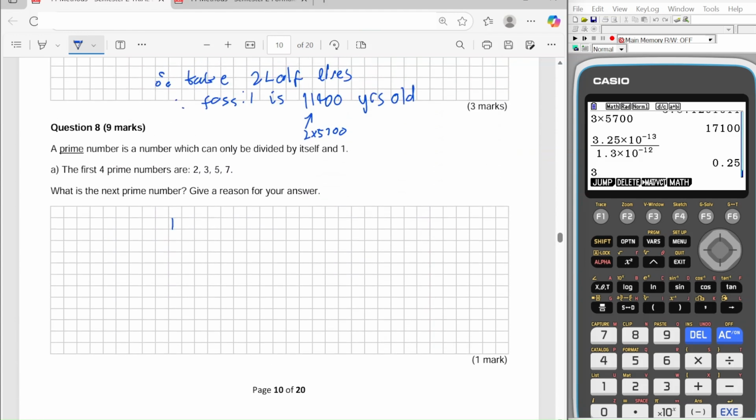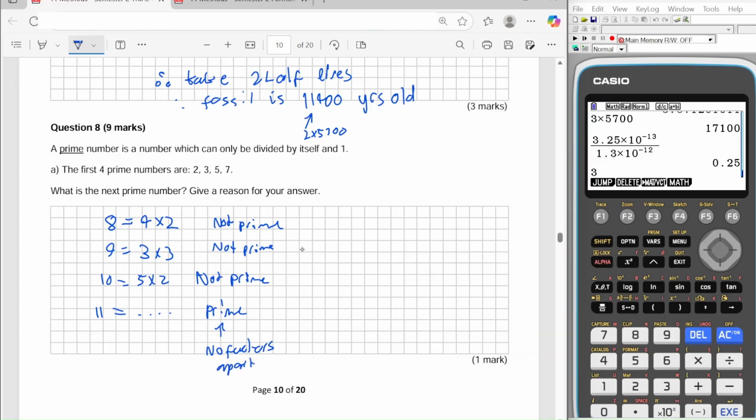What is the next prime number? That is 11. So if you're doing this, so maybe 8 is 4 times 2, so that is not prime. 9 is 3 times 3, so that is not prime. 10 is 5 times 2, so that is not prime. 11 equals, can't do it, so this is prime. So this has no factors apart from 11 and 1. So 11 is the next prime number after 7.